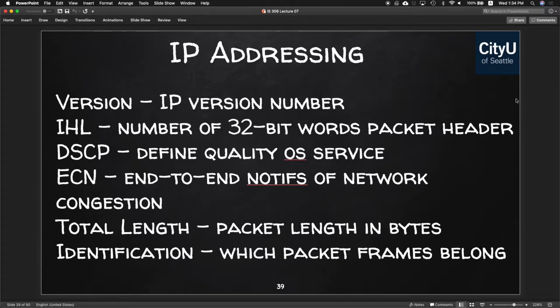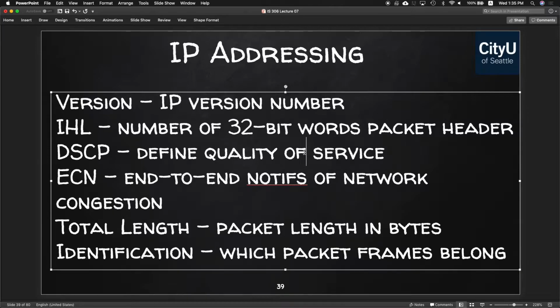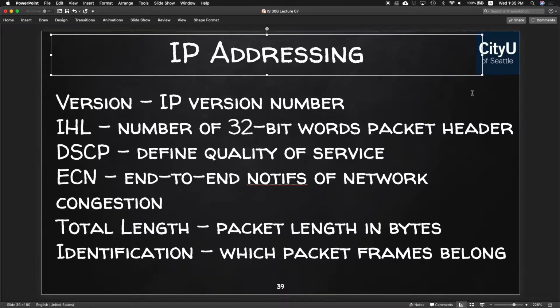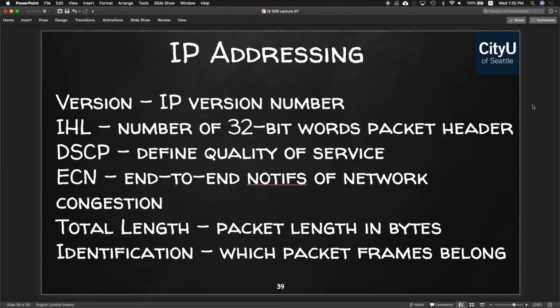IHL is the number of 32-bit words in the packet header. Think of it like your metadata. That's called the IP header length. Next is the DSCP. It's called Differentiated Services Code Point. You define the quality of service. ECN is basically explicit congestion notification. It does end-to-end notification of network congestion. Total length just shows you the packet length in bytes. Identification just identifies which packet the fragments belong to.